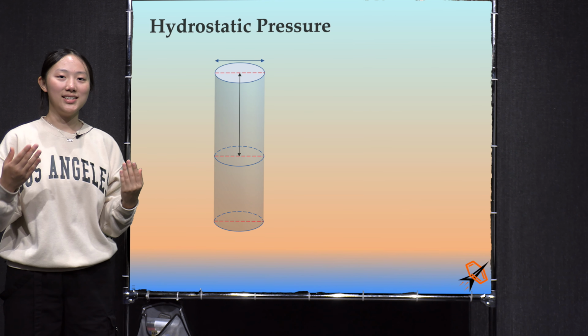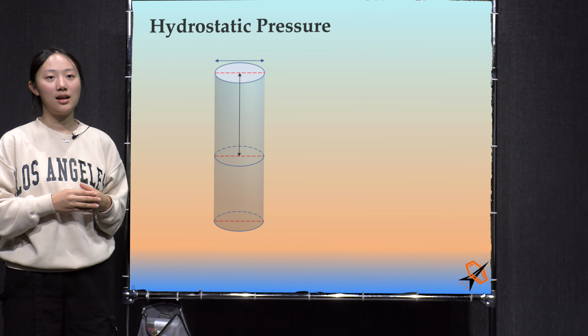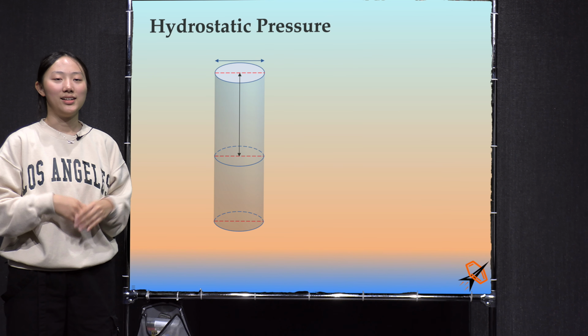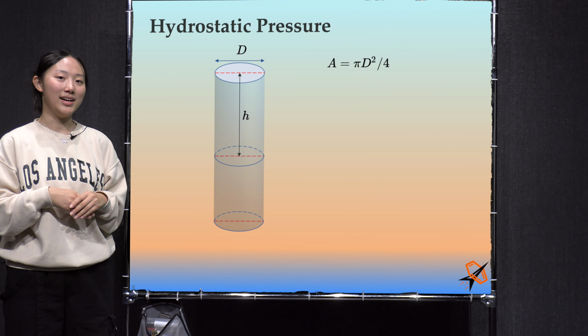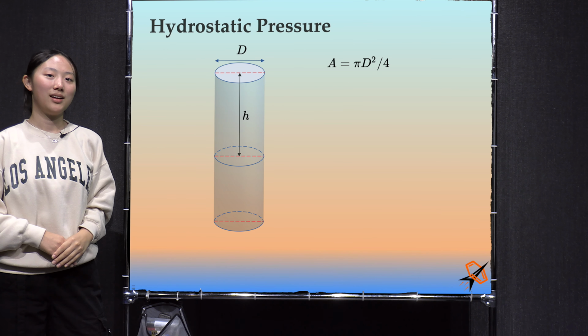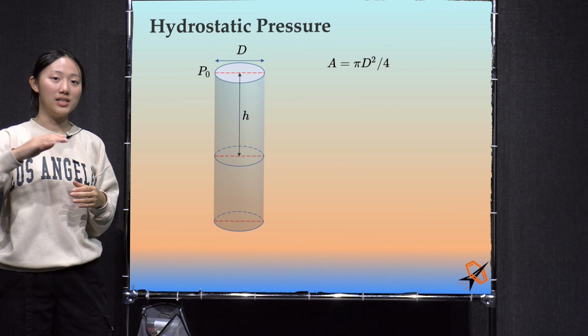The derivation is easiest with an incompressible liquid, where the density doesn't change with pressure. Liquid water is reasonably close to an incompressible liquid. Let's calculate the weight of a column of water at depth h and a cross-sectional area of A, which is pi d squared over 4 for a cylinder. We'll call the pressure at the surface of the water P0. The density of water is rho.